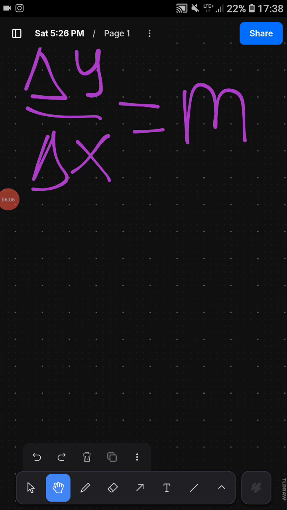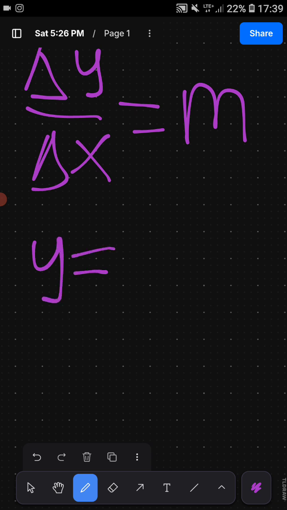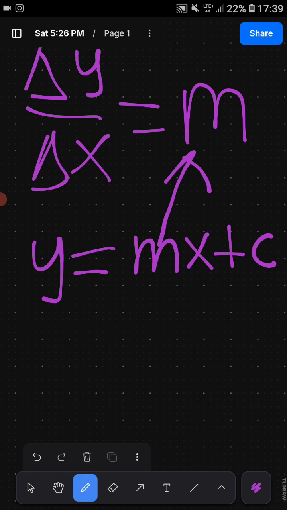Now let's look at a quick example. Before we get into an example, notice the equation of every straight line can be written as y equals mx plus c, where the coefficient of x represents the gradient, which is this m, and that is how you get your m, and c is the vertical intercept. That means an intercept on the y-axis.